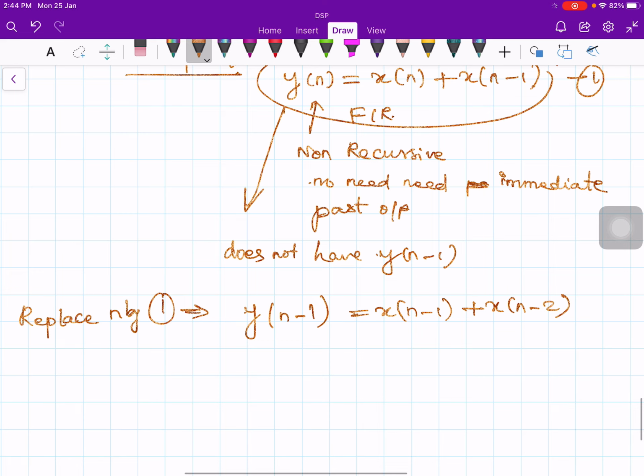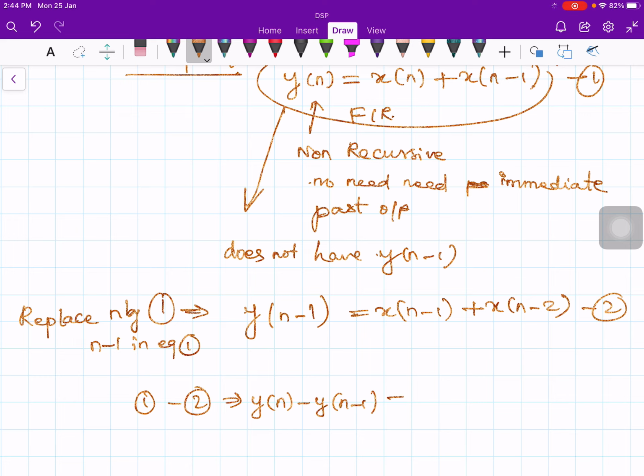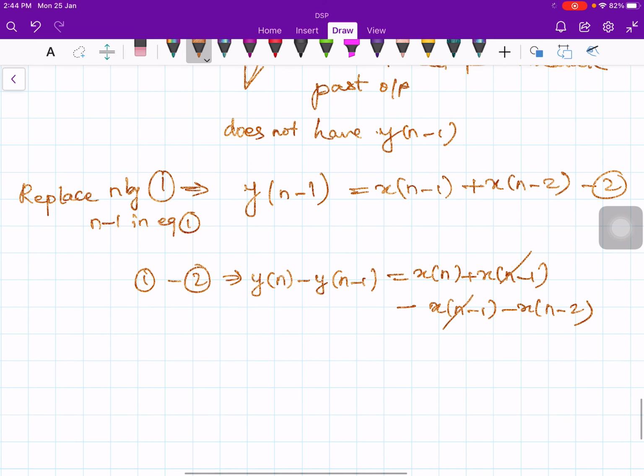Replace n by n minus 1 in equation 1. Let me call this equation number 2. Now 1 minus 2 implies, on the left hand side, y of n minus y of n minus 1, and on the right hand side, x of n plus x of n minus 1 minus x of n minus 1 minus x of n minus 2. This term and that term will get cancelled. So in the right hand side you have x of n minus x of n minus 2.